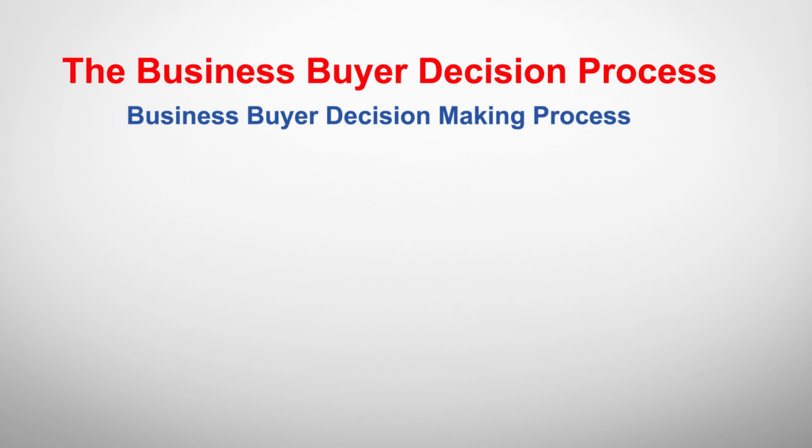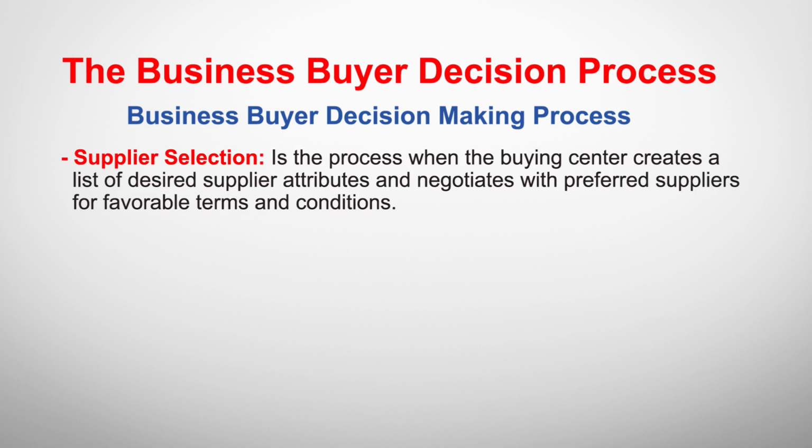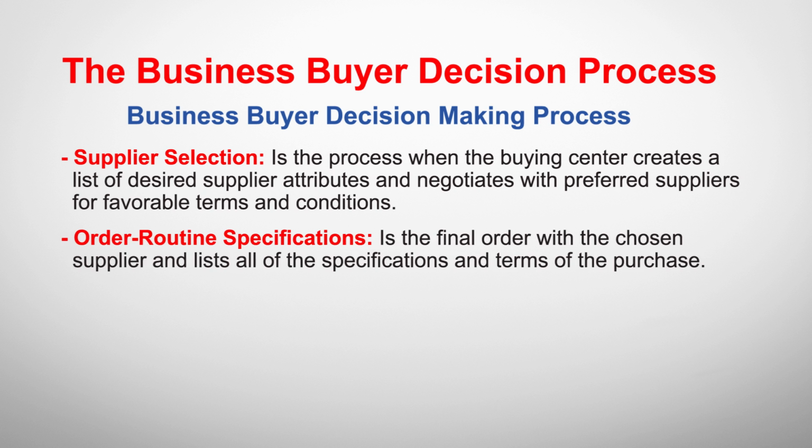So we now start the supplier selection, and we evaluate the proposals that are coming from the suppliers and negotiate with preferred suppliers for favorable terms and conditions. Then we prepare the final purchase order with the chosen supplier, and we include in it all the terms and conditions that we have agreed about.